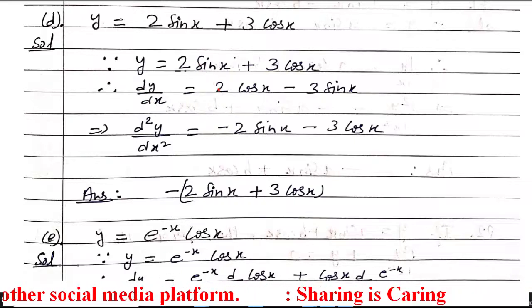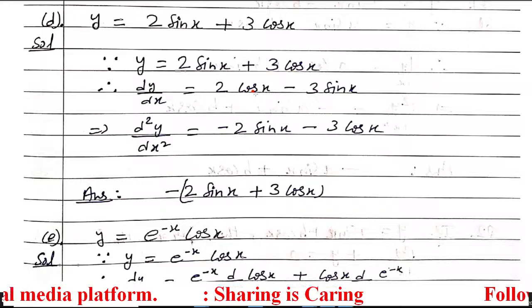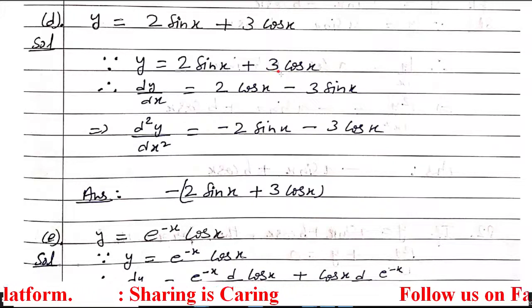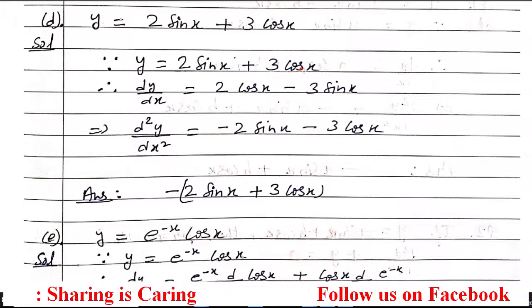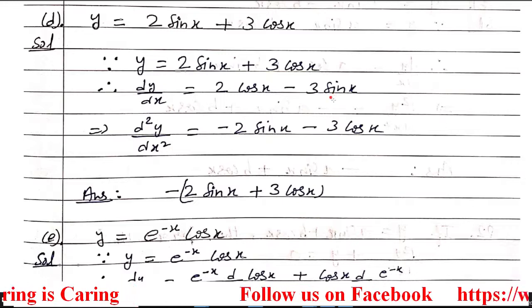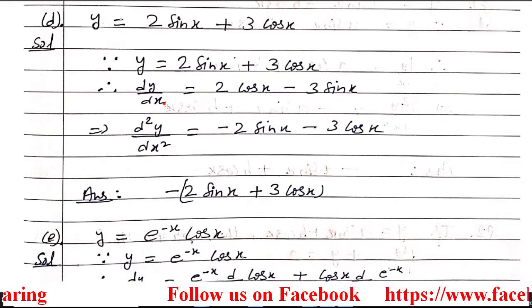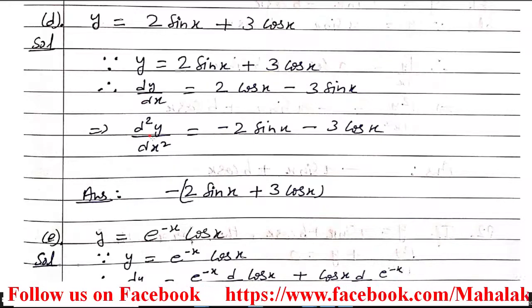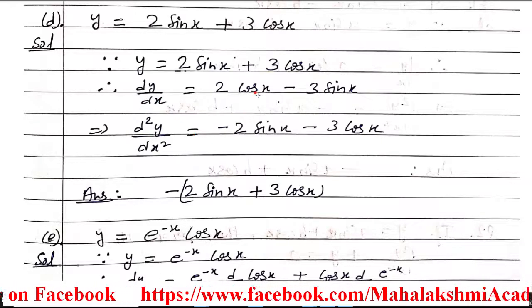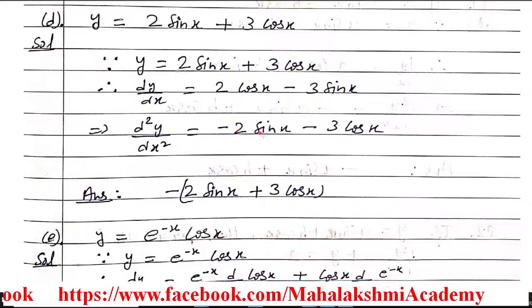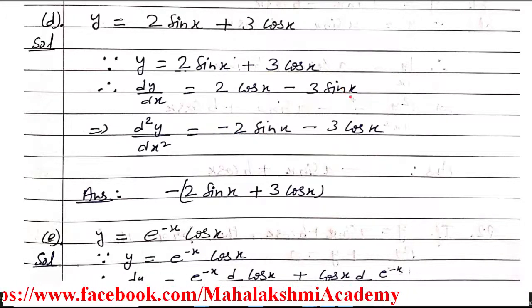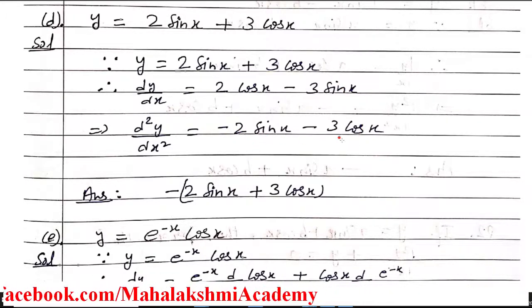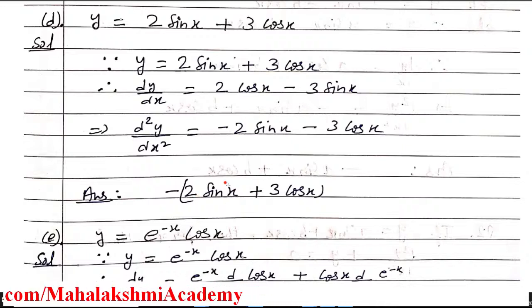2 is the coefficient, so 2 as it is. Sin x differentiation is cos x. Again here 3 is the coefficient, so 3 as it is. Cos x differentiation is minus sin x. Now to get the second order derivative, differentiate it again with respect to x. Cos x differentiation is minus sin x, that's why minus 2 sin x came, and sin x differentiation is cos x. Now both terms have minus sign, so take minus common. That's your second order derivative for the given function.